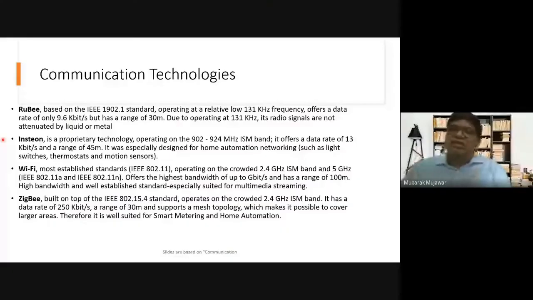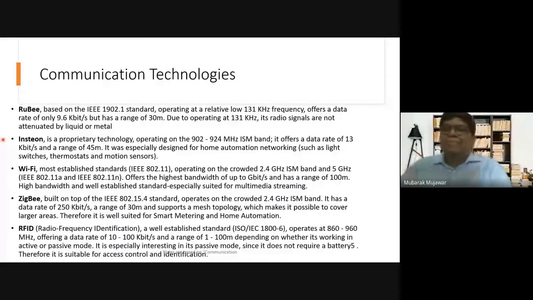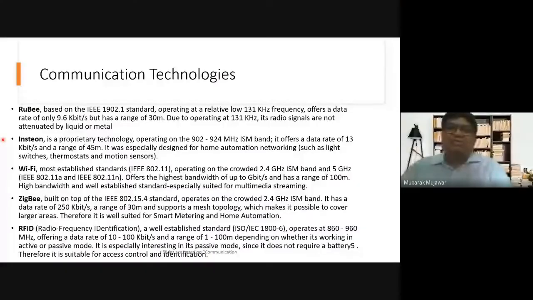That one is the RFID, which is used for access control. It operates in the 160 to 960 megahertz range. And the good thing is it works in passive mode. It doesn't require a battery. Therefore, it is suitable for access control and identification at all times.